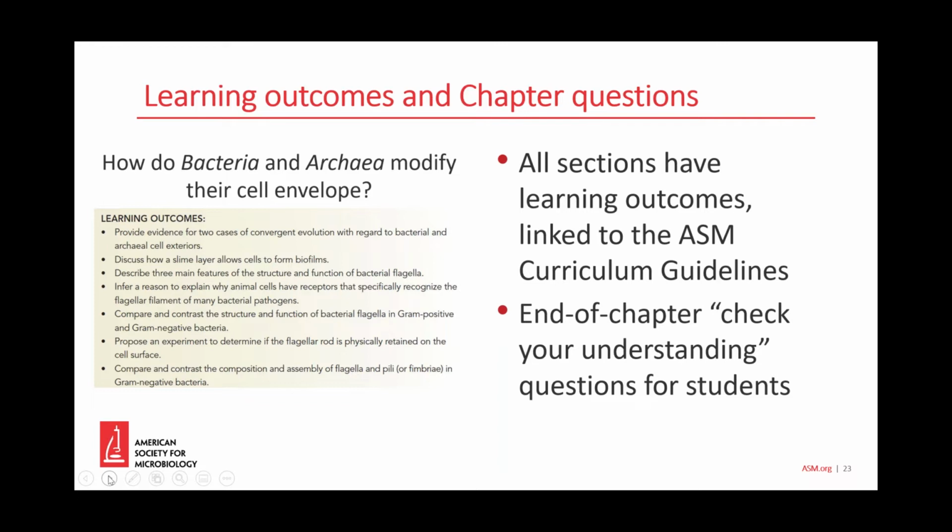We also ensure that we have check your understanding questions at the end of every chapter so that the students can do those outside of class to check their learning. Next slide.